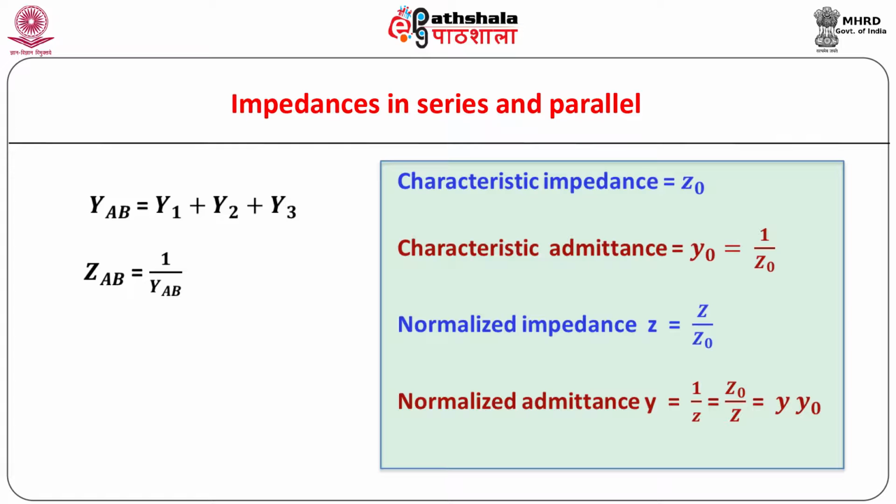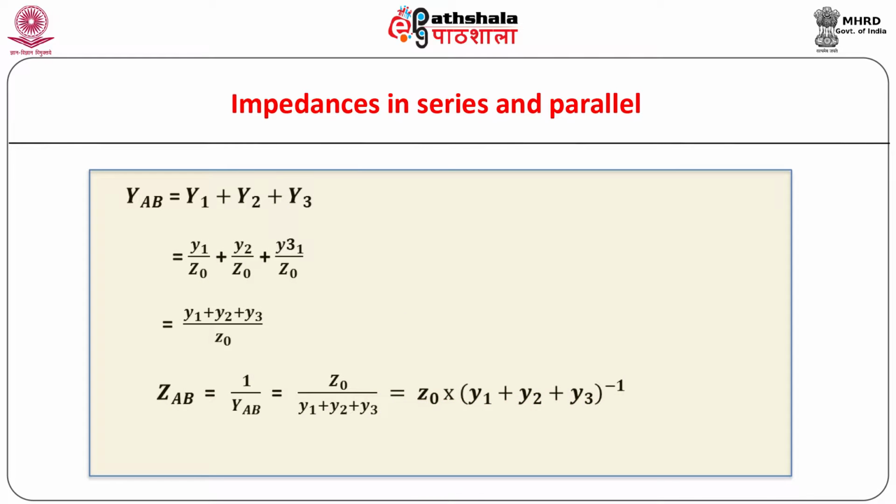We note that the normalized impedance z is given by Z upon Z0. Then the normalized admittance, which is the reciprocal of the normalized impedance, can be estimated as shown. With this, we obtain YAB equal to Y1 plus Y2 plus Y3, and finally the characteristic impedance Z0 multiplied by the reciprocal of YAB. The characteristic impedance Z0 when divided by the sum of the normalized admittances gives the required impedance ZAB.